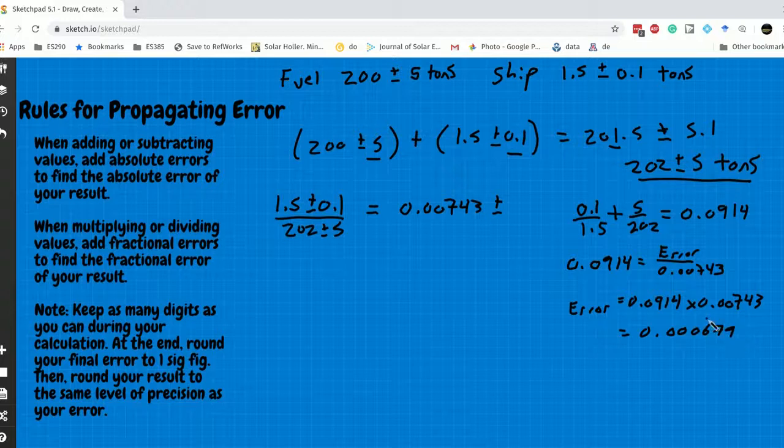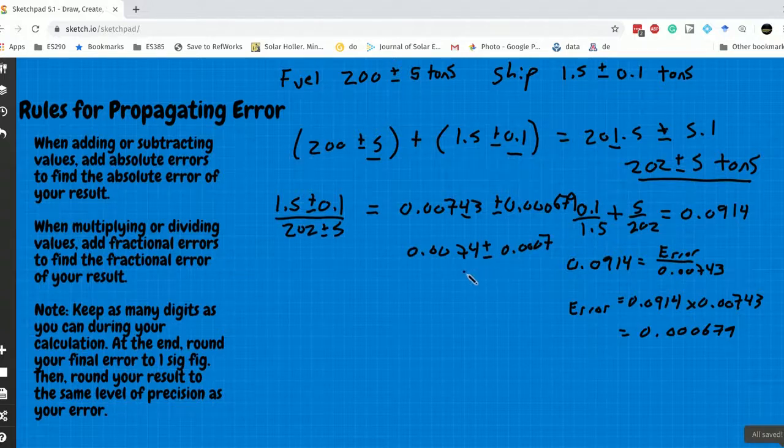Just like earlier, I'm going to make sure that I round my final error to one significant figure. So my value becomes 0.0007 because we're rounding up. And just like before, we're going to round our result to the same level of precision as our error. Our error is precise to the fourth decimal place, so we round our result to the fourth decimal place, which leaves us with 0.0074 plus or minus 0.0007.